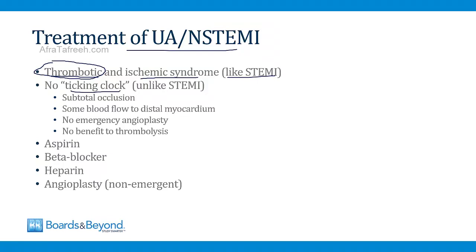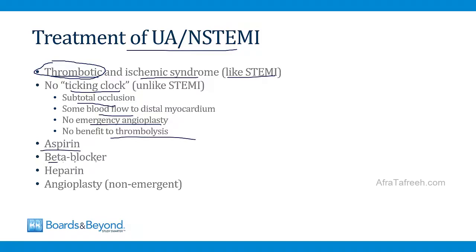So in STEMI, a vessel is completely occluded, and you must restore blood flow as soon as possible. That is not the case in unstable angina and NSTEMI. The occlusion is subtotal. There's some blood flow to the distal myocardium. So the treatment of unstable angina and NSTEMI in general does not involve emergency angioplasty, and it does not involve thrombolytic drugs. We always administer aspirin to patients with unstable angina and NSTEMI.